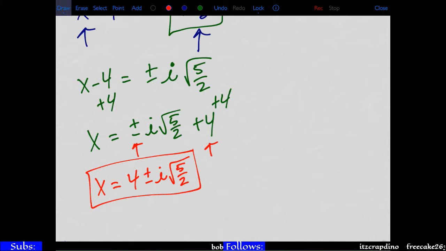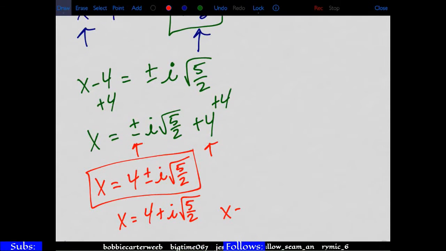And that's your answer. That is 2 answers, actually, but we write it like that because it's simpler. But it really means x is 4 plus i root 5 over 2. And the other answer is 4 minus i root 5 over 2.